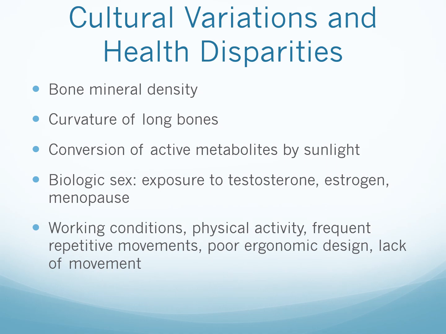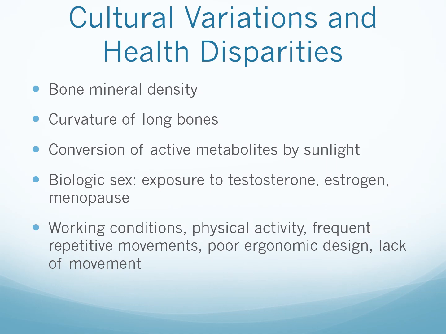Which connects us to the next point, which is conversion of active metabolites by sunlight. Sunlight exposure helps the body synthesize vitamin D, which is essential for calcium absorption and bone health. Hopefully we all know. Individuals with darker skin pigment may require longer sun exposure to produce adequate vitamin D because an increase in melanin reduces vitamin D synthesis. This is important clinically because vitamin D deficiency can contribute to osteomalacia, osteoporosis, muscle weakness, and increased fracture risk.